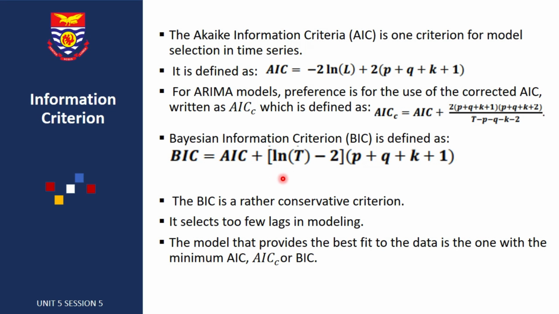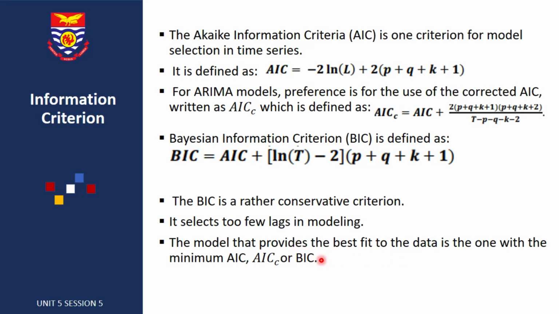When fitting a model, it is possible to increase the likelihood by adding parameters, but doing so may also result in overfitting of the model. Both the Akaike and Bayesian information criteria attempt to resolve this problem by introducing a penalty term for the number of parameters in the model. The reason why we prefer the Bayesian information criterion is that its penalty term is harsher compared to that of the Akaike information criterion. So the Bayesian is also conservative, and it selects fewer lags in modeling, and the model that provides the best fit to the data is the one that is selected.